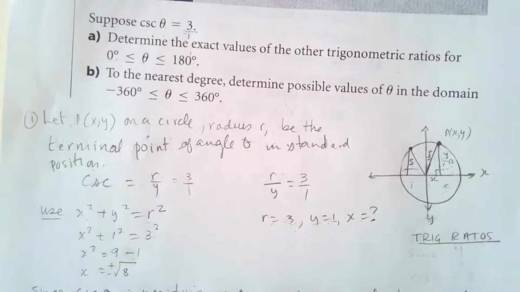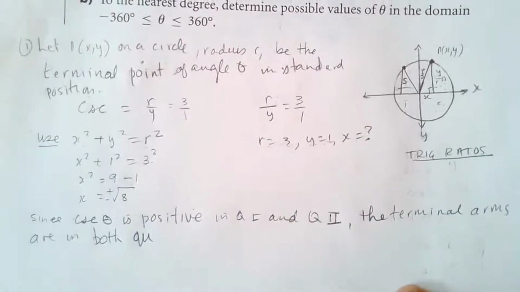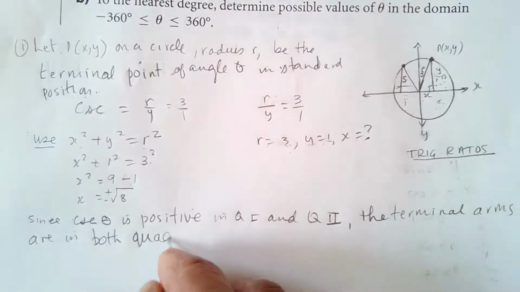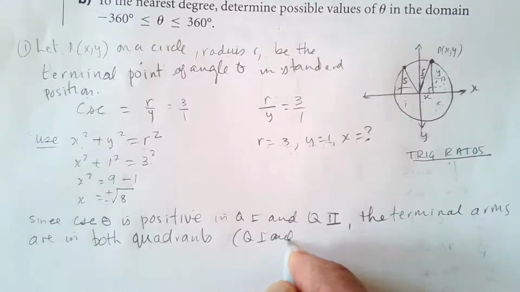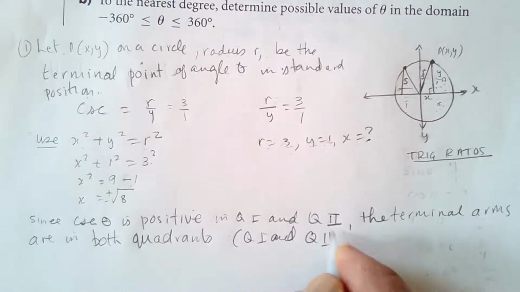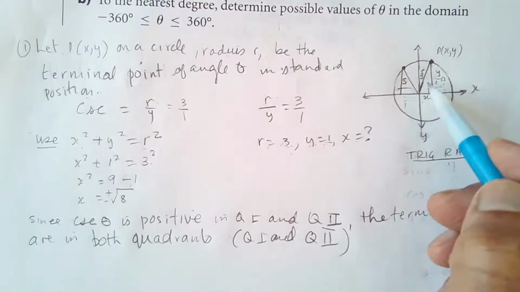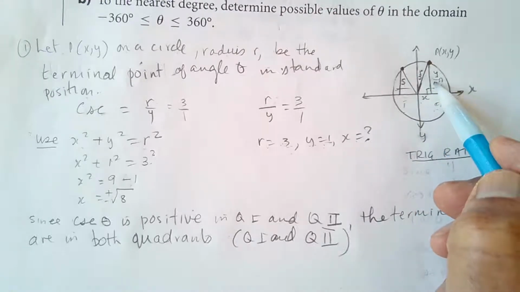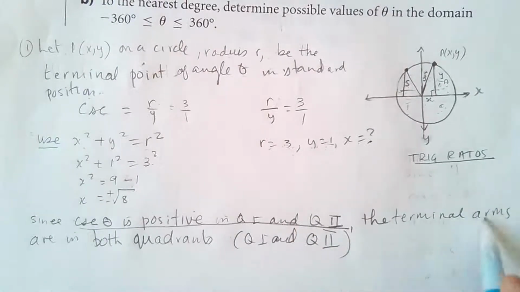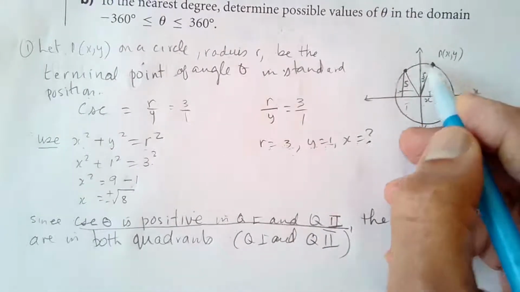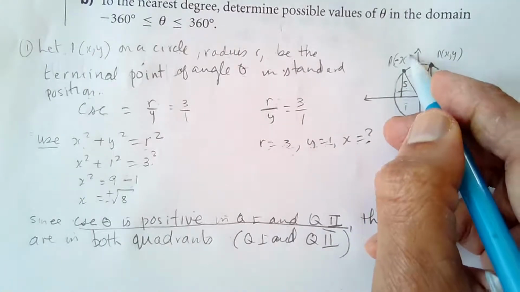Are in both quadrants, which is quadrant 1 and quadrant 2. Because we're restricted to 180 degrees, and since cosecant is positive in quadrant 1 and quadrant 2, the terminal arms are in both quadrants. So the terminal arm here would be negative x, y.